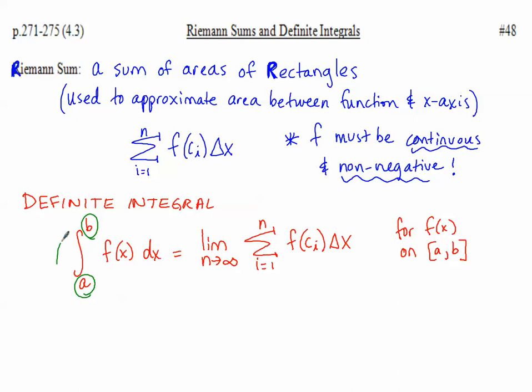The a and the b, these are called the limits of integration. And notice they come from that interval on a to b. a is the lower limit, b is the upper limit, and therefore we write it a lower to b higher. So remember we said that the Riemann sum has to be continuous, has to be non-negative. But in a definite integral, we don't necessarily have that non-negative restriction. Notice this part of the definite integral definition looks very similar to how we showed the Riemann sum in the symbols.